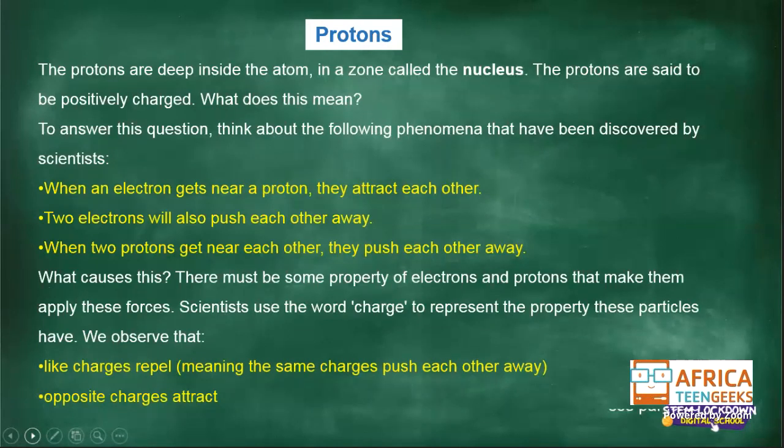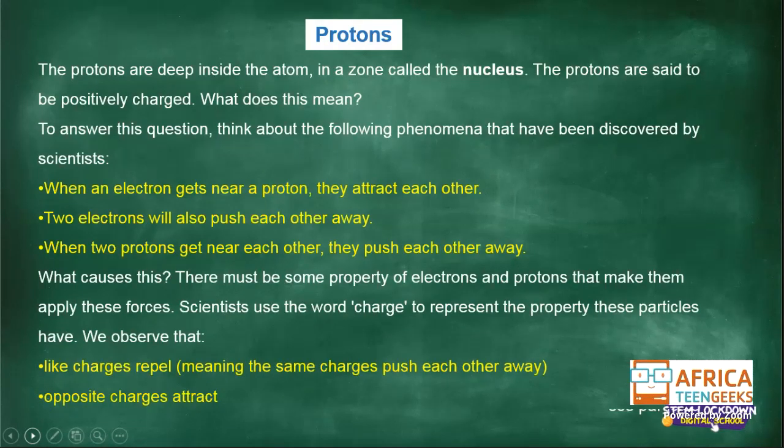Now, you know the common saying between boy and girl, they always say opposites attract. So you can remember it like that. The opposites, which are the proton and the electron, attract each other. And because protons are two of the same, they repel each other. Also, electrons are two of the same charge, so they repel each other.